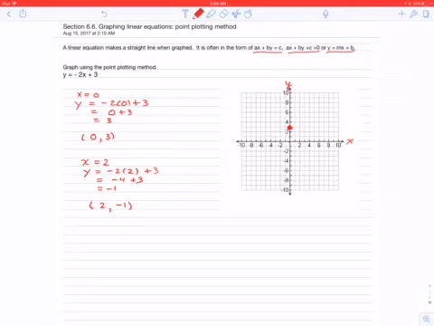So I'll go over where x is 2, down to where y is negative 1. Plot my point. You only need 2 points to draw a straight line. There's our graph.